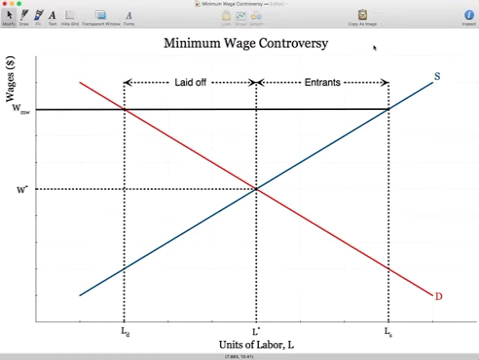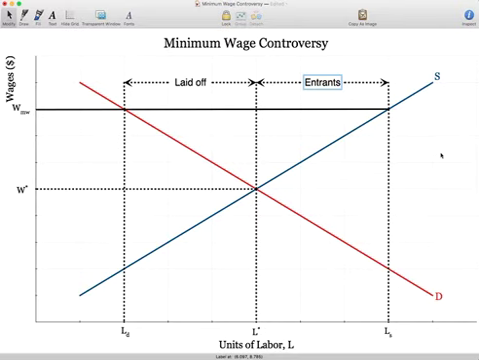And it causes unemployment on two separate parts. There are people who were working who get laid off because companies are going to react to the higher minimum wage. They're going to hire fewer people than at the original equilibrium wage rate. So some people will get laid off and they will become unemployed. There's a secondary component to this: as the wage rate increases, more and more people will enter the labor market, but they will be unable to find jobs, so therefore they are unemployed.